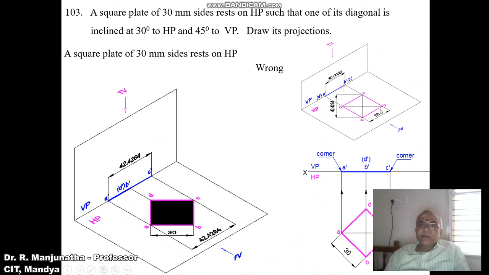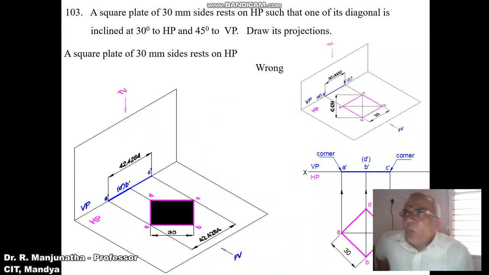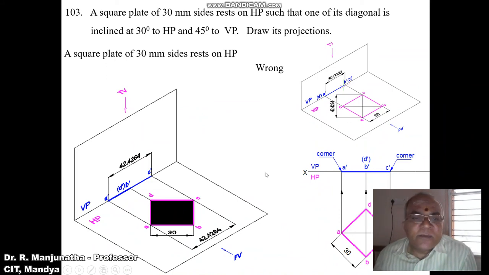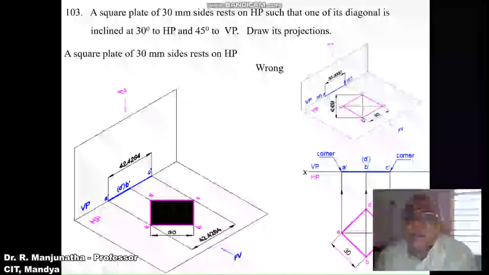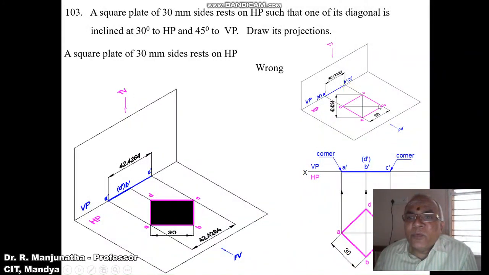Suppose I consider the base, there are two possibilities in which a square lamina can be placed. One position is with respect to the side on HP and the other is with respect to the corner. If I place the base, one of the sides on HP, then the diagonals will become inclined to VP. So obviously you will not be able to get the true length of the diagonal in the front view when you place one of its sides on HP.